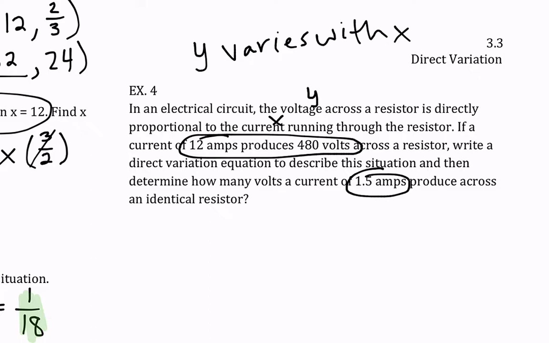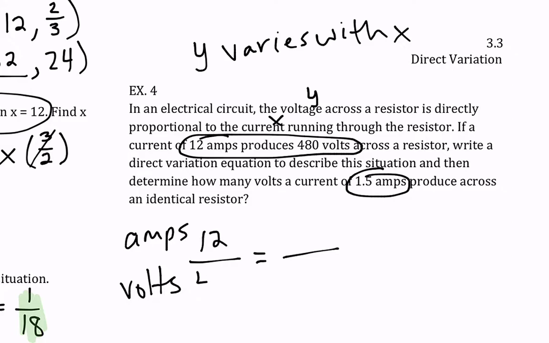All right, so let's go ahead and set up our proportion. We have amps over, I'm going to put volts on bottom. Like I said, it doesn't matter. Whatever you decide to do, just stay consistent. So I put amps on top, volts on bottom. Does not matter as long as you stay consistent. Okay, so let's look at what it gave me to start with. Okay, 12 amps. So that 12 goes on top. So 12 amps goes with 480 volts.